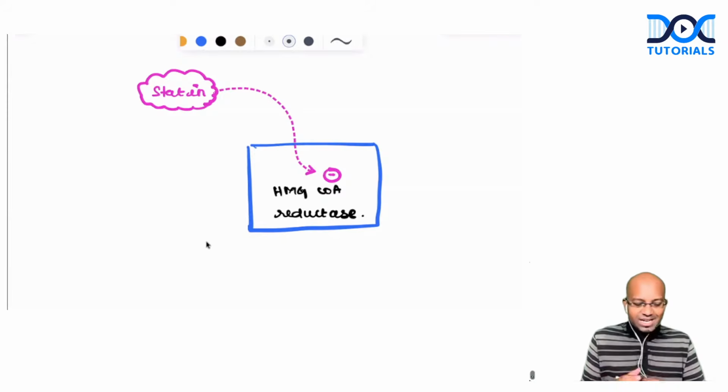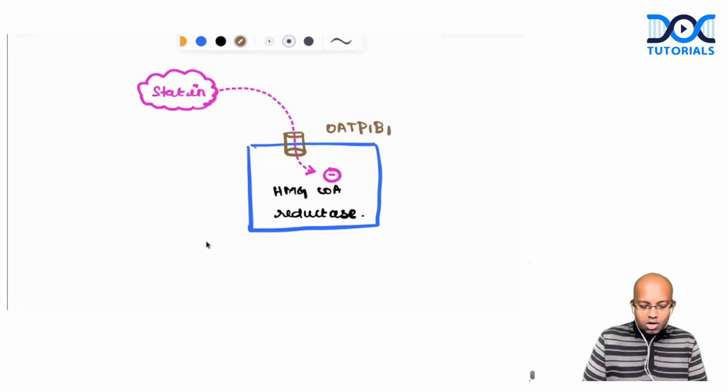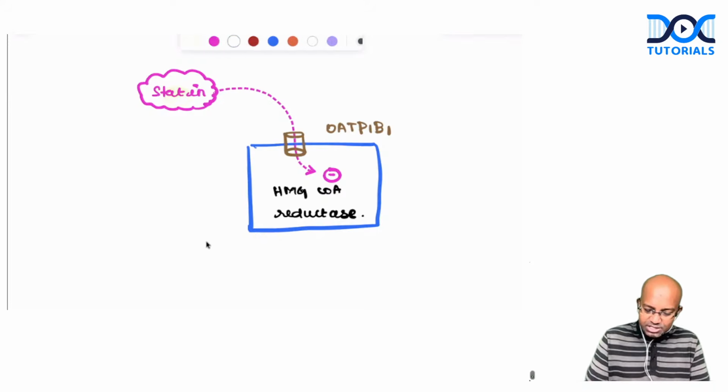But how is this entry going to happen? This entry will happen with the help of a specific transporter. This transporter is named OATP1B1, organic anion transporting polypeptide 1B1. That is the transporter there. So this organic anion transporter is responsible for making sure that the statins which are administered are gaining entry into the hepatocytes.